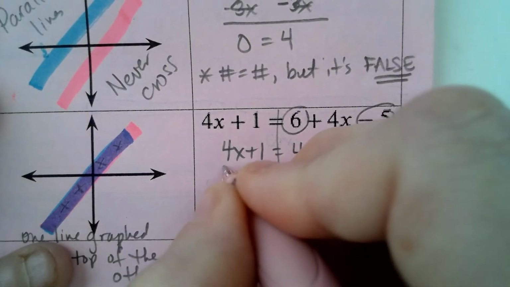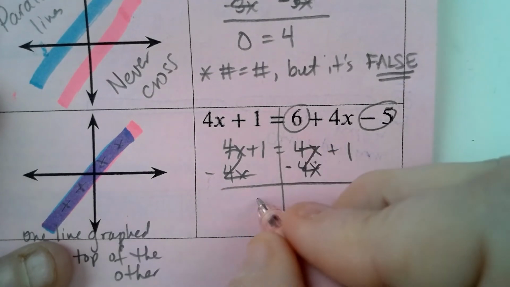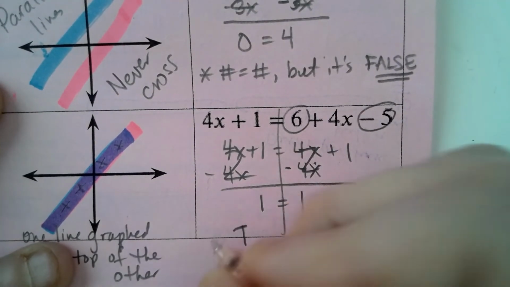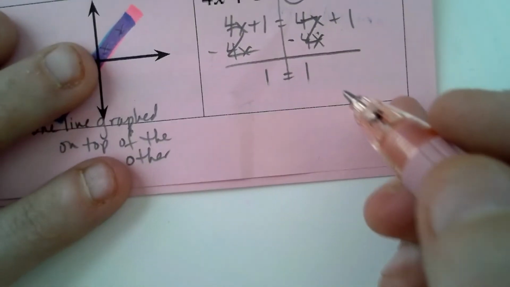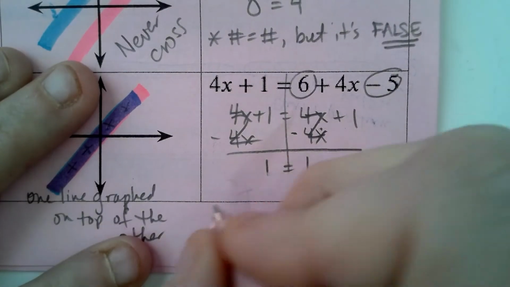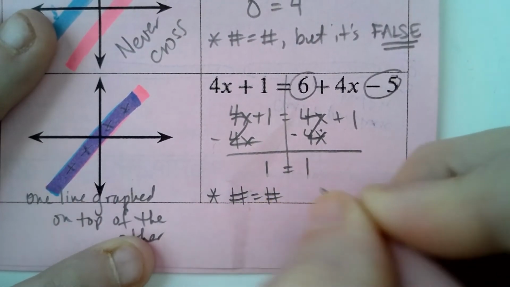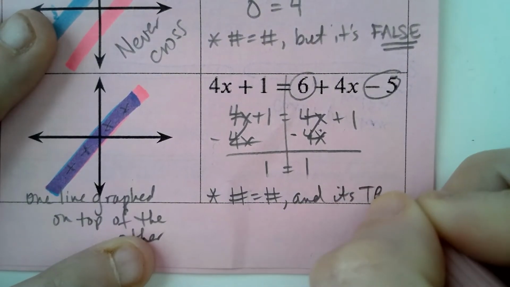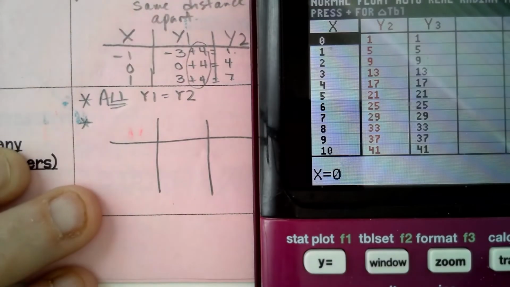If I subtract 4x from both sides to get my x's on the same side of the equal sign, I'm left with 1 equals 1, which is true, right? So then my definition of infinitely many solutions would be, I have number equals number, and it's true.